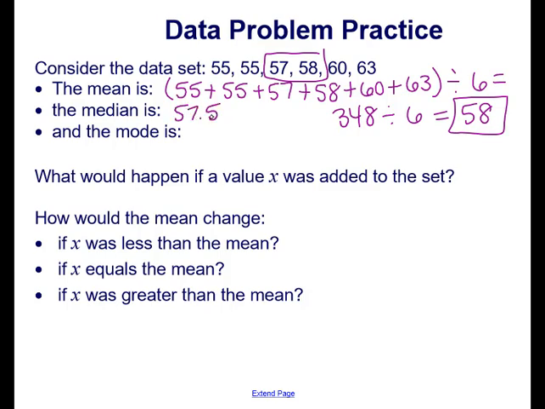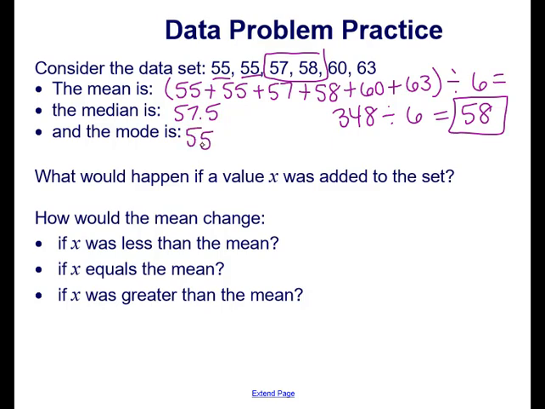So the median is 57.5, and the mode is going to be the value in your data set that occurs the most often, which here we have 2 values of 55, while every other value is only occurring once, so the mode is going to be 55.